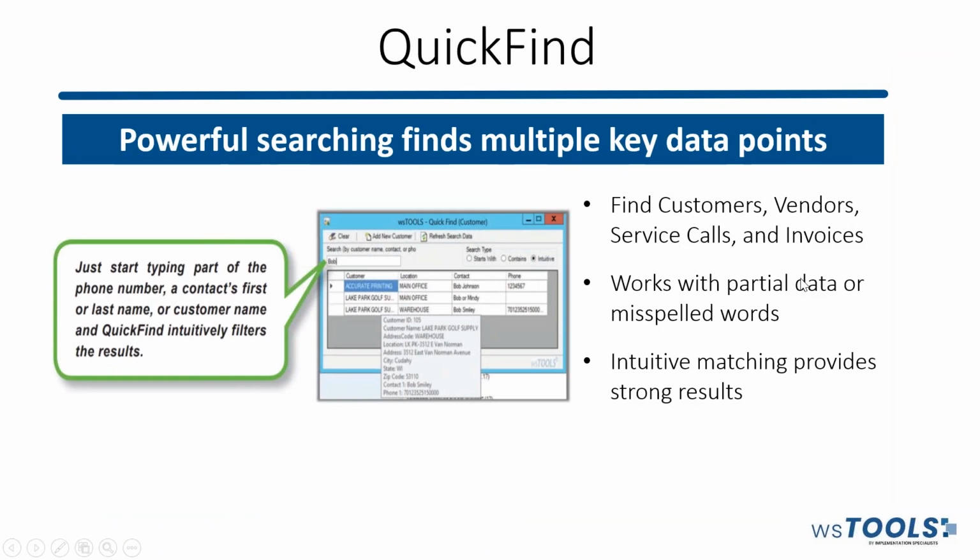First up, Quick Find. And this is a useful tool for finding information in your system, whether it's customers, vendors, service calls, or invoices. And you can just type in partial information and it'll find that for you, as well as you can even type it wrong, and using the intuitive search, it might be able to help identify the data that you were looking for.